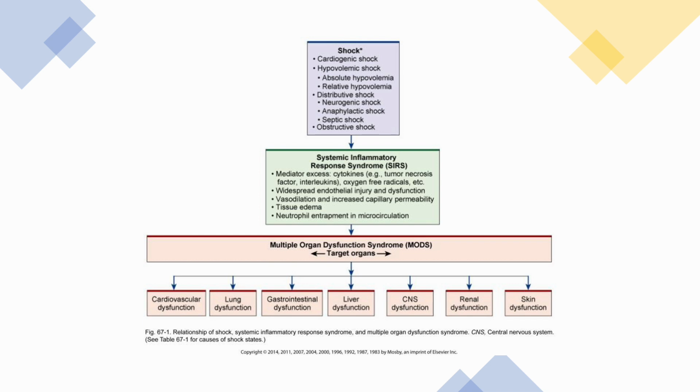The body's response to shock often involves SIRS, which is characterized by excessive production of inflammatory mediators like cytokines, resulting in vasodilation, increased capillary permeability, tissue edema, and endothelial injury. If untreated, this inflammatory response can progress to MODS, affecting multiple organs such as the cardiovascular system, lungs, gastrointestinal tract, liver, central nervous system, kidneys, and skin, ultimately leading to organ failure.